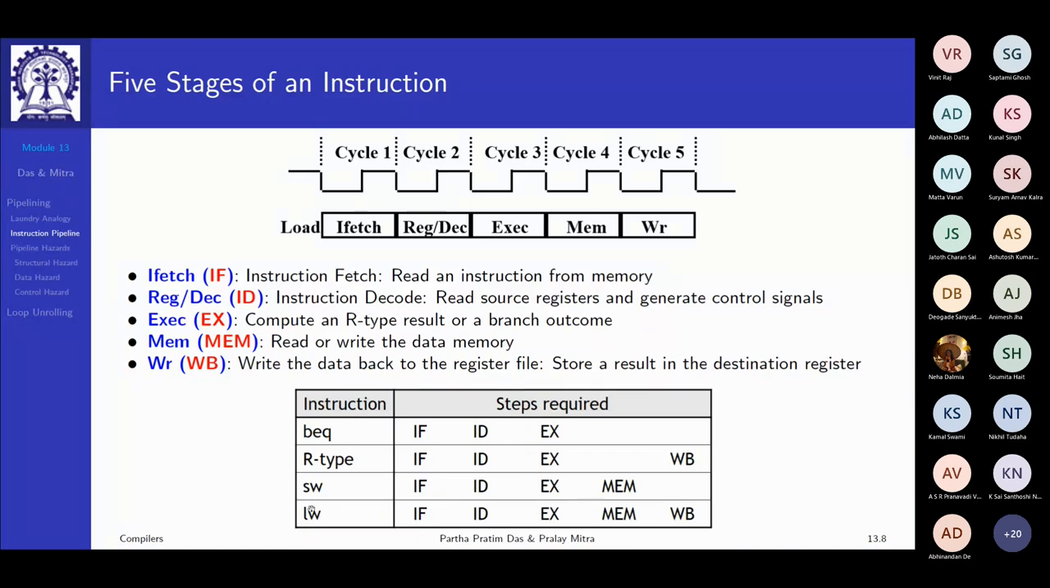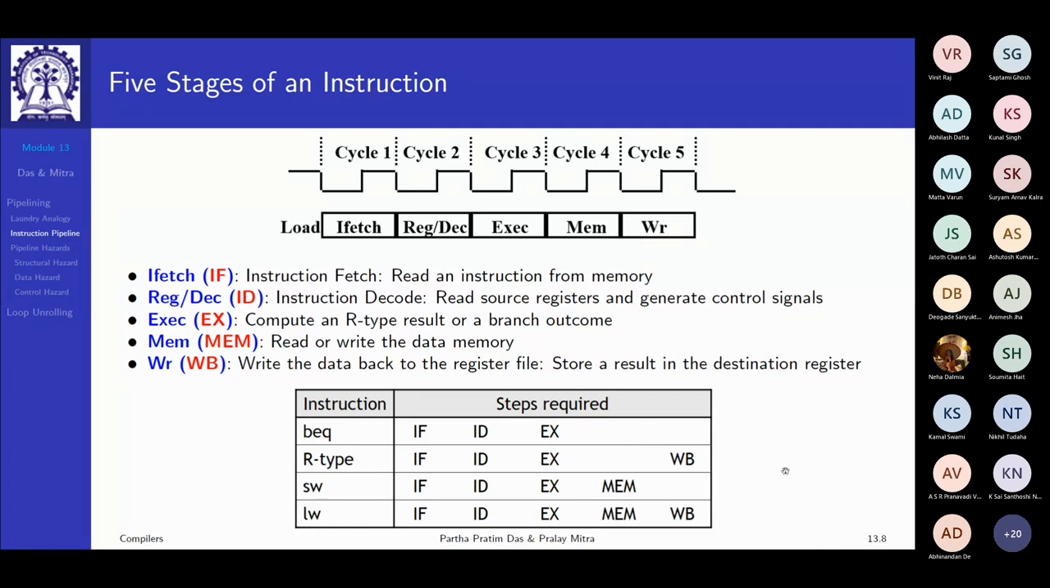So here is a small table which shows, for different instructions, what the stages are that are used. If you have a branch on equality, naturally you have instruction fetch, decode, and execute, where you decide the branch outcome. Naturally, once you have decided the branch outcome, there is nothing to be done in terms of the memory read, write, or write back. So those stages have no action. So you are done with the instruction.